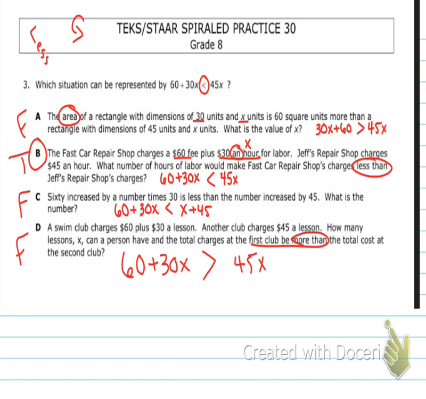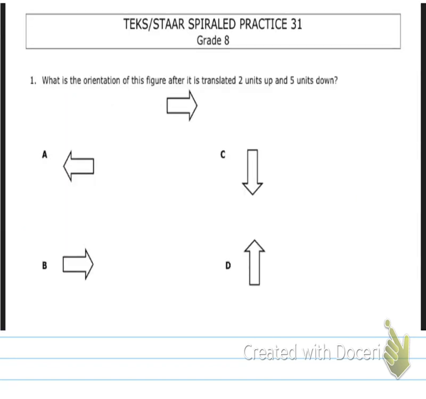A lot of reading, a little bit tricky, and I know it's intimidating, but the more you practice these, the better you'll get. I'm going to probably have to go practice these too, but not too bad. You'll get through them. All right, so big key word here. What is the orientation of this figure after it is translated 2 up, 5 down?